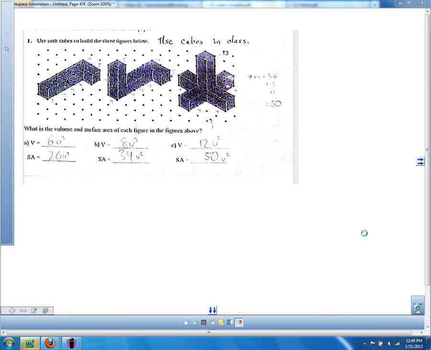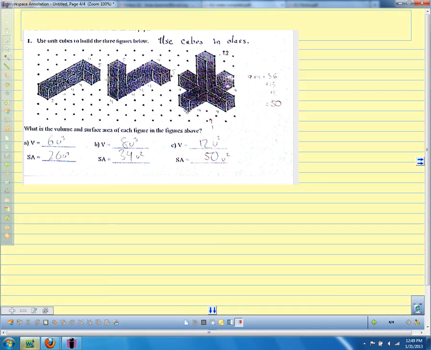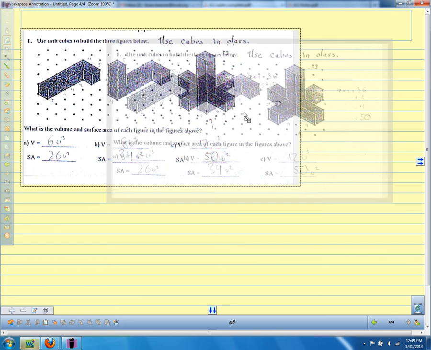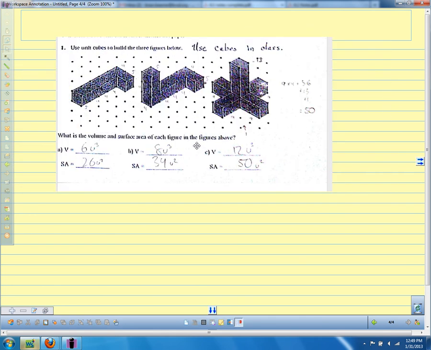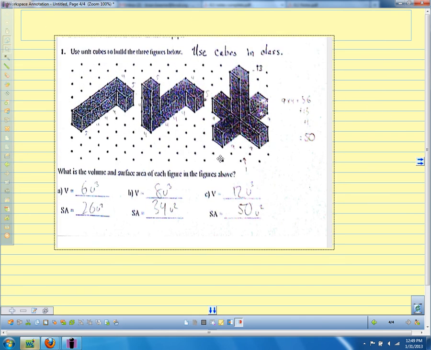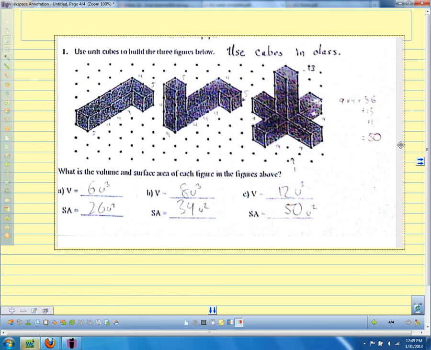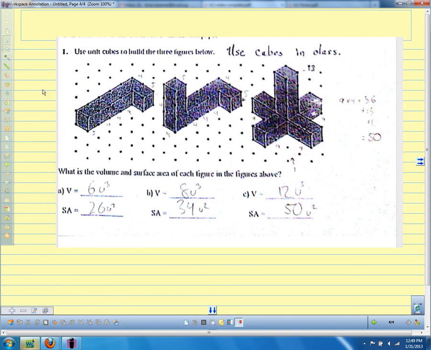All right, so here's what I got for the surface area and volume. Guys, listen up. The surface area and volume of those shapes. For the first one, the volume is 6 cubic units. We have 6 cubes, and our surface area is 26 square units.